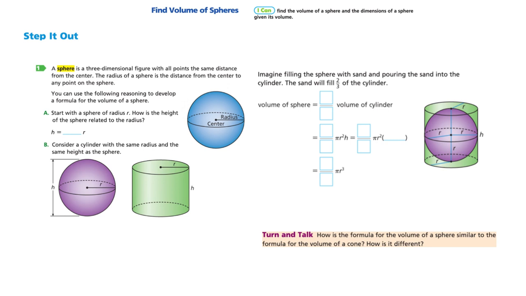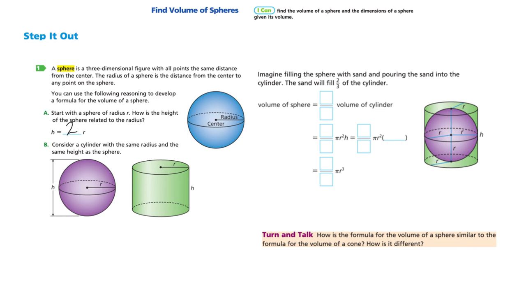It says you can use the following reasoning to develop a formula for the volume of a sphere. A, start with a sphere of a radius r. How is the height of the sphere related to the radius? Well, the radius is just half the distance across, so all the way across would be 2r. And you could think of the height, because you learned here that a radius is to any point. So if you have the height this way, that would also be 2r. So it would be 2 times r.